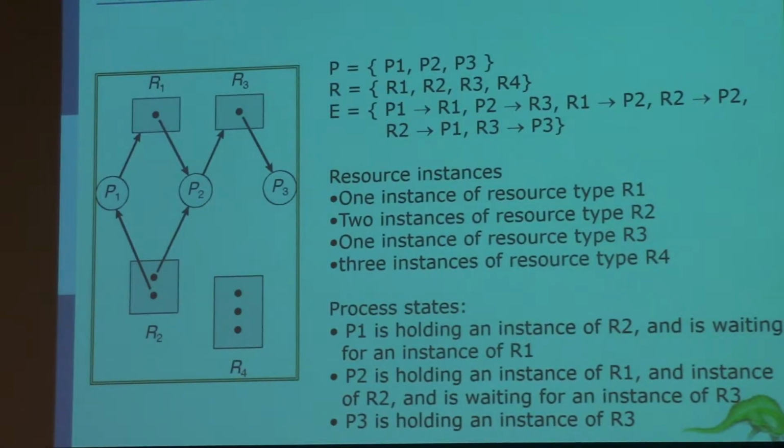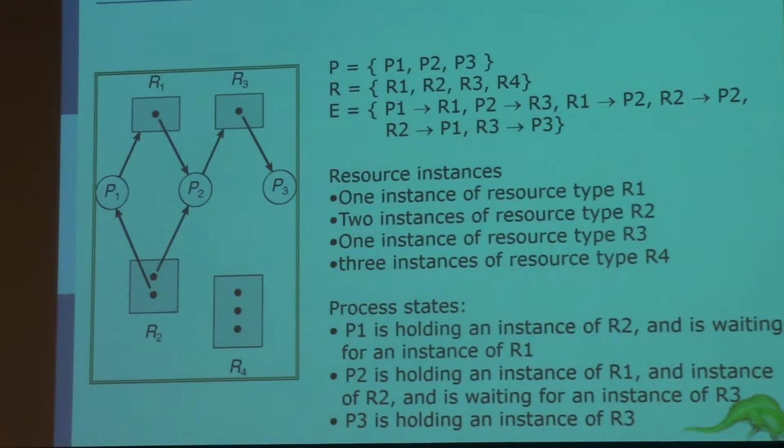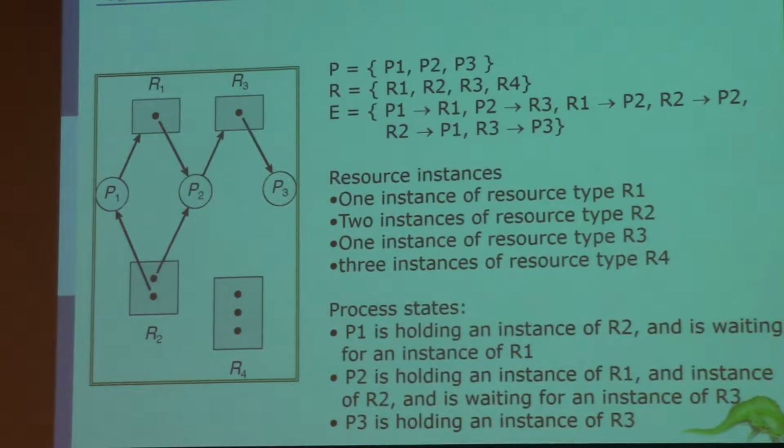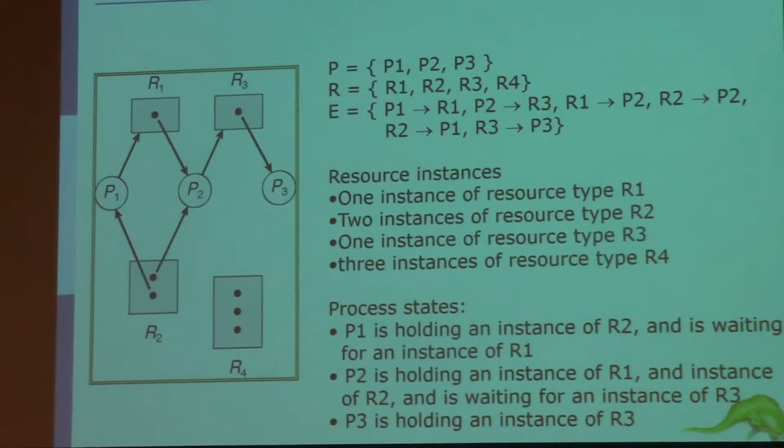How many processes? The circle is a process. So this is 3 processes. How many different types of resources? 1, 2, 3, 4. Then, for example, R1 has how many instances? 1. R3, 1. What about R2? 2. And what about R4? 3 of them. So this is the snapshot of the resources and processes at a certain time, the status. At this time, let us understand the meaning of that.